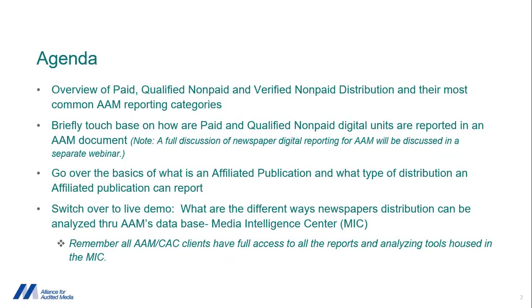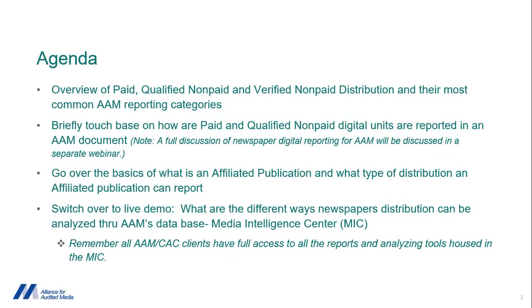We're also going to briefly touch base about the differences between paid and qualified non-paid digital units. How do you report your digital units for paid and qualified non-paid? Do want to point out that we're just briefly going to touch base about digital. We will have a separate webinar for newspapers devoted only to digital, and that will be coming at a future date. We're also going to discuss the basics of affiliated publications. What is an affiliated publication? What are the different categories you can use to report affiliated publications, and how is it being reported?